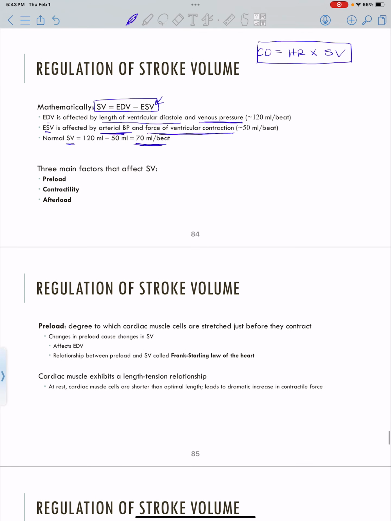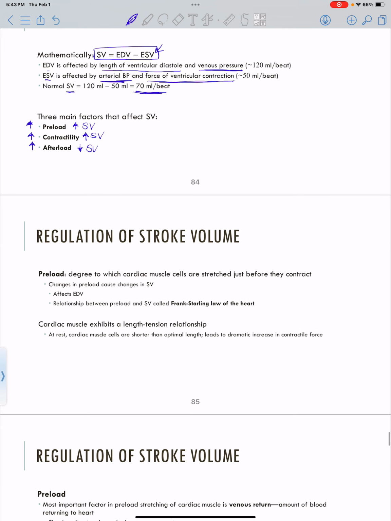Okay, so stroke volume is what we're focusing on now. What affects the stroke volume? We have preload, contractility, and afterload, which we'll talk about all three in a second. But just as an overview, if we increase our preload, that's also going to increase our stroke volume. If we increase our contractility, that's going to increase our stroke volume. But if we increase our afterload, that's actually going to cause a decrease in our stroke volume. And you're about to learn why.